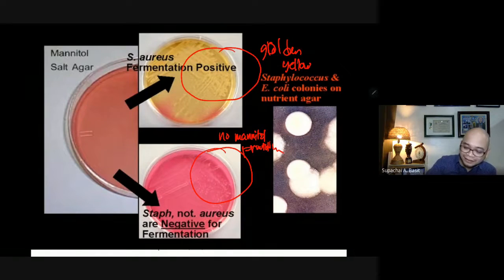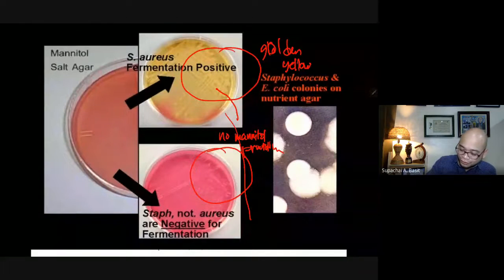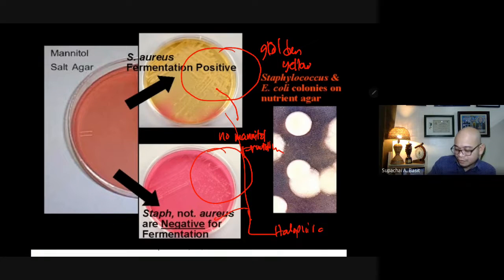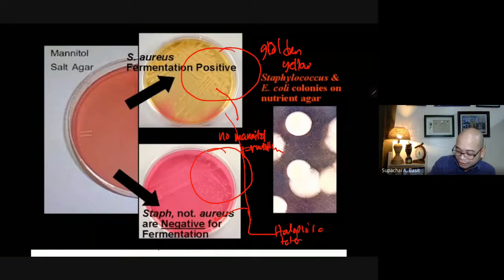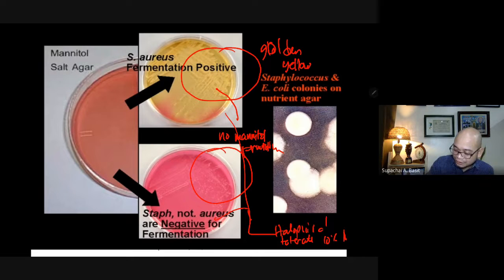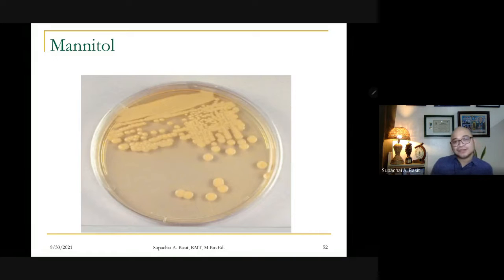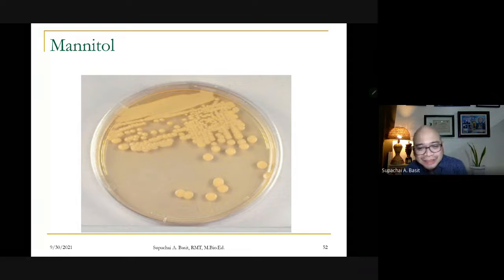Another thing is that both of these organisms are halophilic, meaning to say they can tolerate 10% sodium chloride, because mannitol salt agar has 10% sodium chloride. So here is another very nice picture of colonies of Staphylococcus aureus in mannitol salt agar.